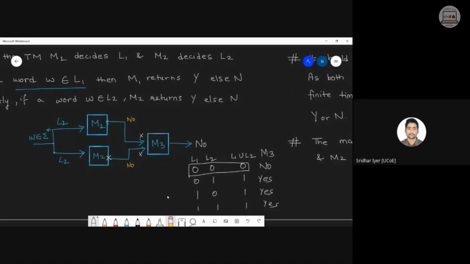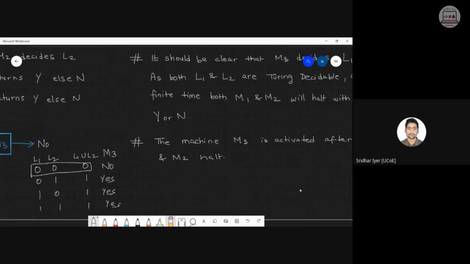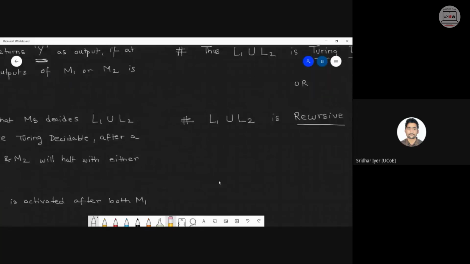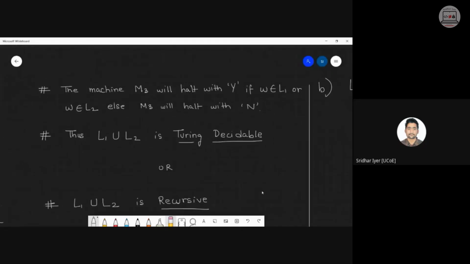Whenever they get the proper inputs in the form of L1 and L2, they will give some sort of output as yes or no. And once they give the output, M1 and M2 will halt. Once M1 and M2 halt, obviously they are linked to M3, hence M3 will also halt accordingly. That is what is written over here. The machine M3 will halt with Y if W belongs to L1 or W belongs to L2, either of them is possible. Else, M3 will halt with N.